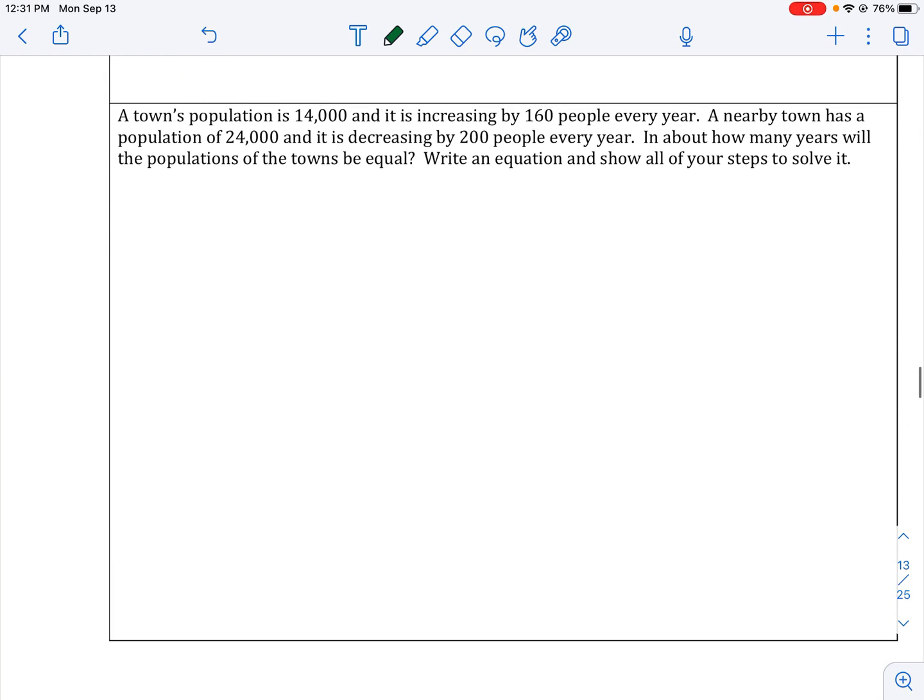Okay, here we go. A town's population is 14,000 people currently. And it is increasing, right here is increasing, that means plus, by 160 people every year. Whenever we see the words every, each, per, that's going to tell us our variable goes with the number before it. So it's going to be 160y.